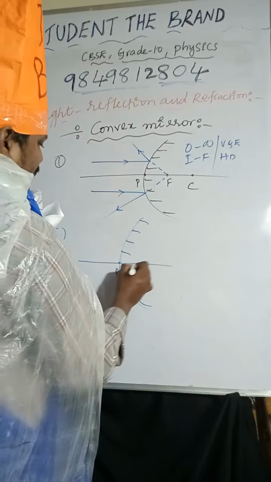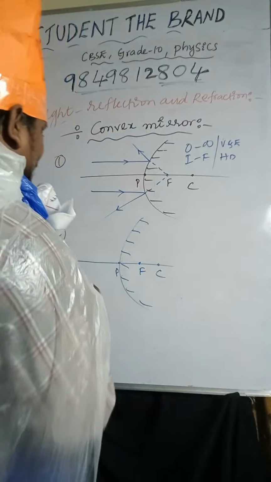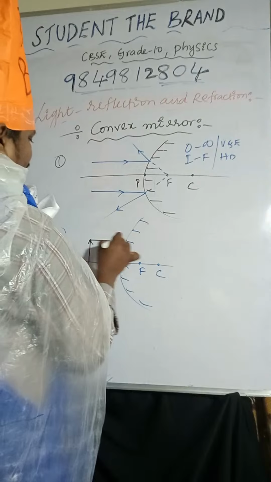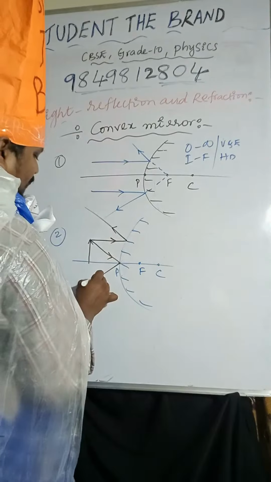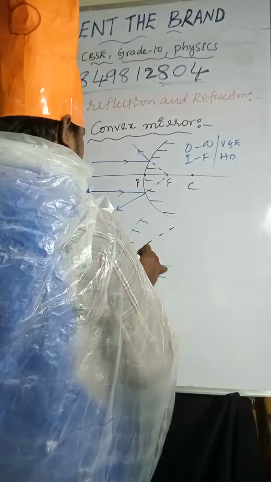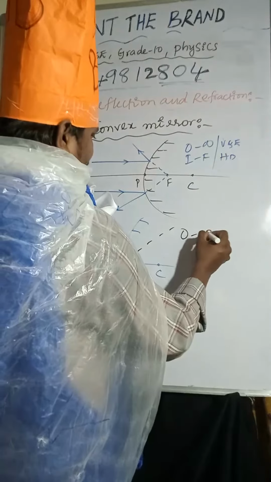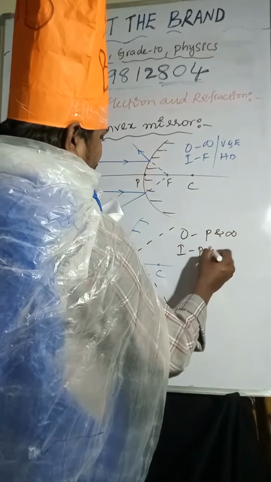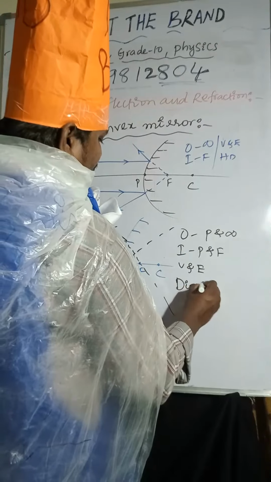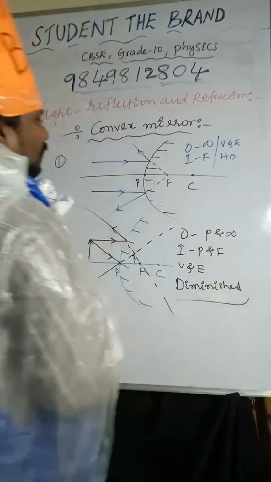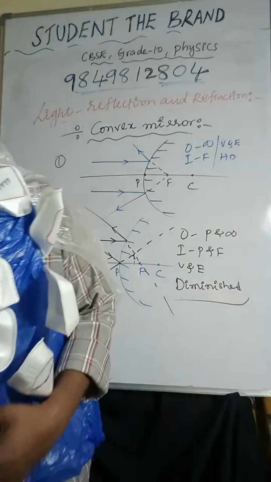This is the pole, focus and central curvature. Object is placed anywhere between infinity and pole. One light ray I am taking like this, it will be reflected back. Another light ray I am taking like this. If you extend these light rays, the image will form between P and F. Object is placed between P and infinity, image is forming between P and F. Nature of the image is virtual, erect and diminished. So this is about concave mirror and convex mirror. I hope it is very clear now.